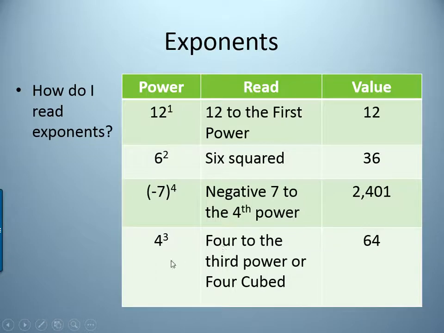And last but certainly not least, 4 to the third power. This is read one of two ways: 4 to the third power, or you could say 4 cubed, because anything raised to the third power also means cubed. That just means 4 times 4 times 4, which is 64. Keeping it moving.